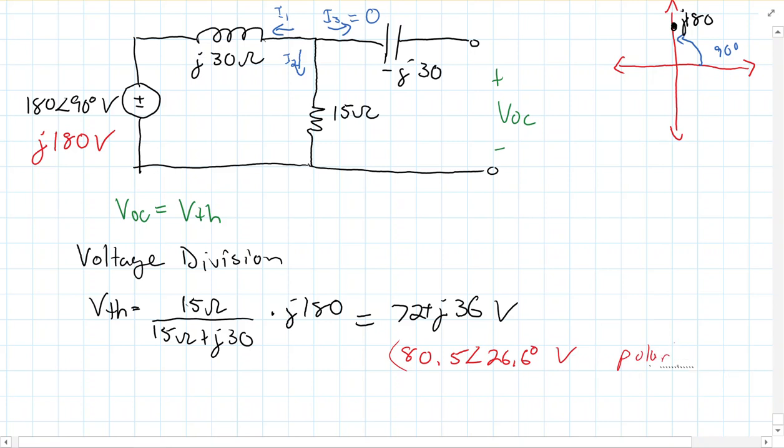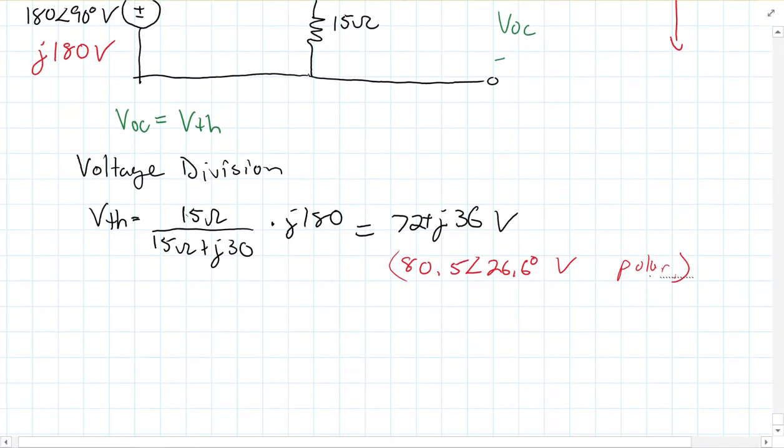And again, this is just in polar form. It's okay to have it in either form, polar or rectangular. So it doesn't really matter. I'll probably leave it in rectangular form.